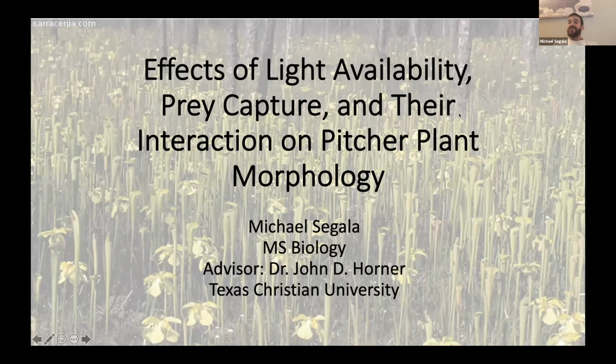So yes, as you stated, the effects of light availability, prey capture, and their interaction on pitcher plant morphology. The pitcher plant is a species of carnivorous plant that grows pitcher-shaped leaves throughout the growing season. Carnivorous plants typically grow in bog-like environments that are characterized by high light and water in their system. This allows these plants to grow leaves that capture prey for an influx of nutrients like nitrogen and phosphorus. This does have a trade-off, because these prey-capturing leaves have a reduced photosynthetic efficiency.